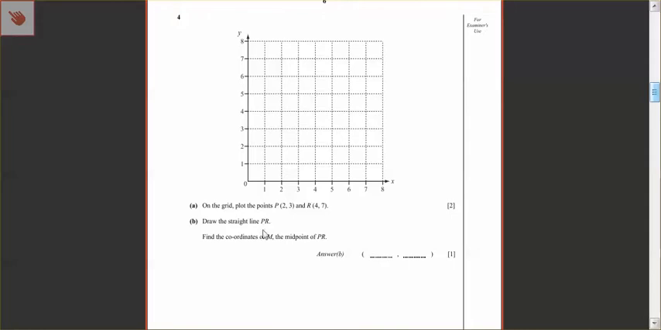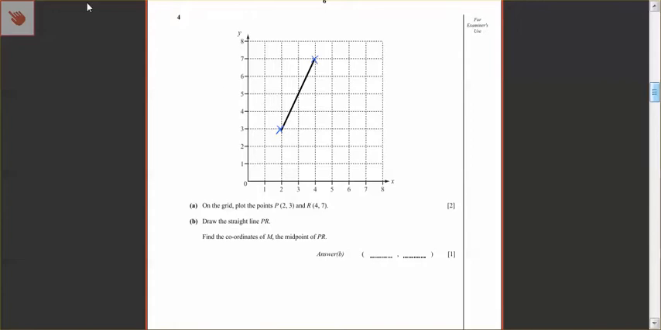Good exam technique. Right, on the grid, plot points (2, 3) and (4, 7). x, y. So 2, 3 and 4, 7. Who did it the wrong way round? A couple of people got the coordinates the wrong way round. Draw the straight line, P to R.